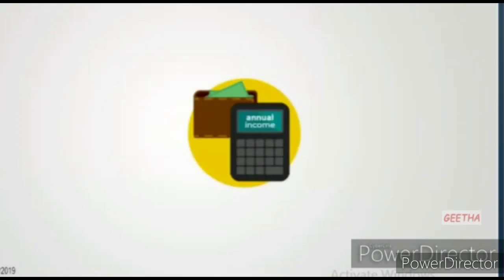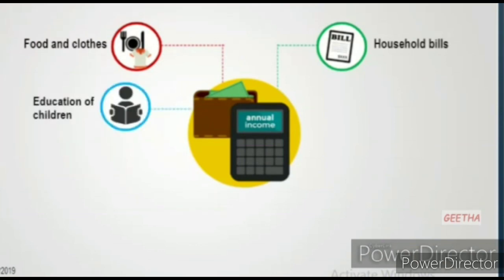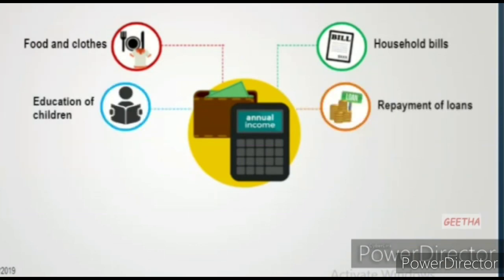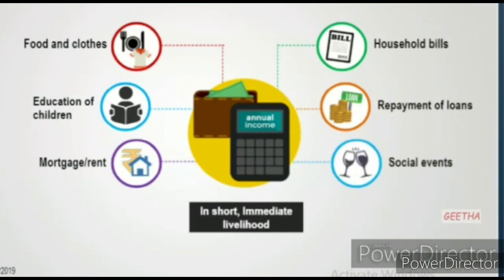The next question is, what does income pay for? Income pays for your food and clothes, household bills, education of children, repayment of loans, mortgage or rent, social events. In short, income pays for your immediate livelihood. Besides this, income also provides future savings.